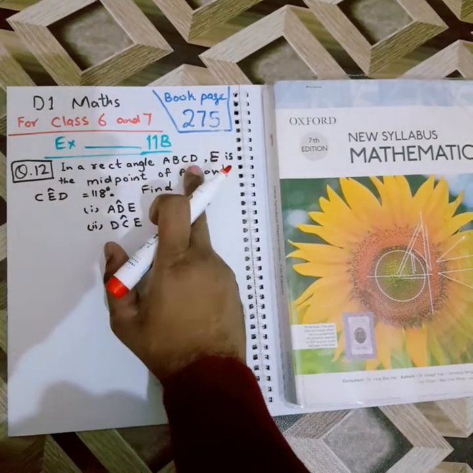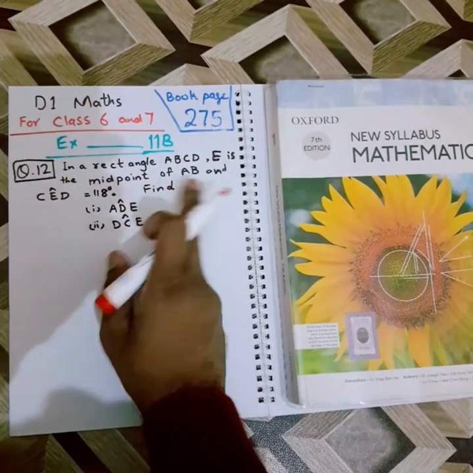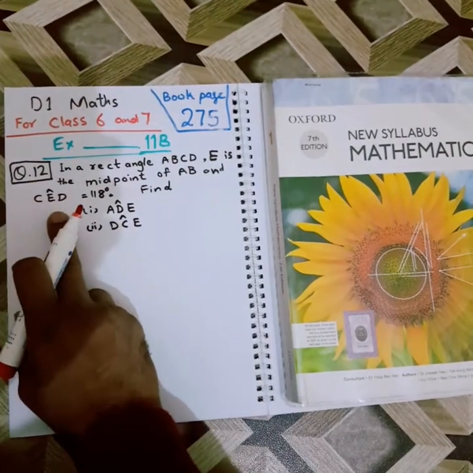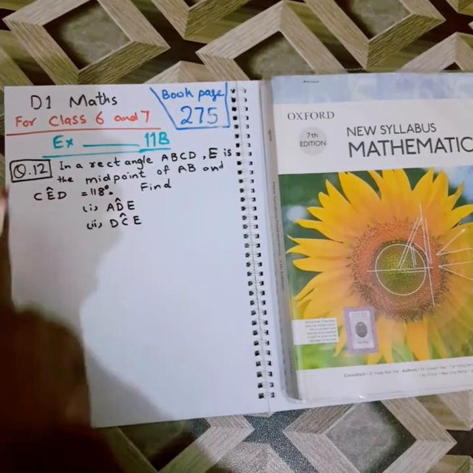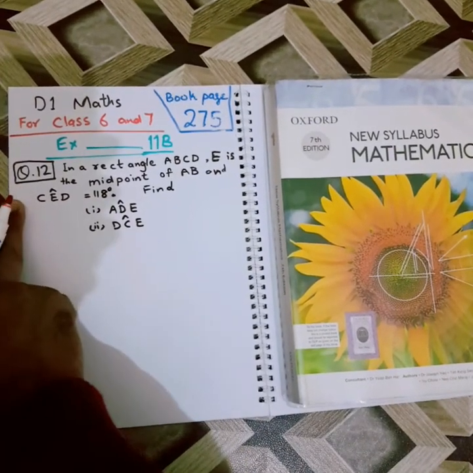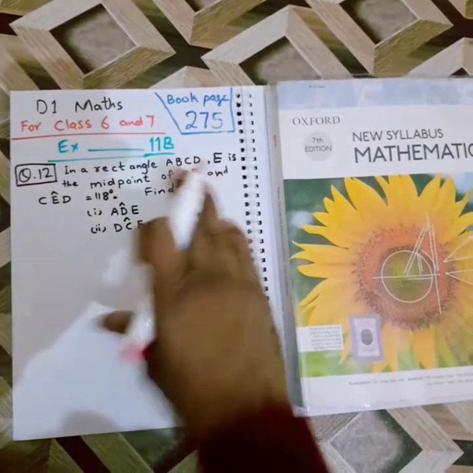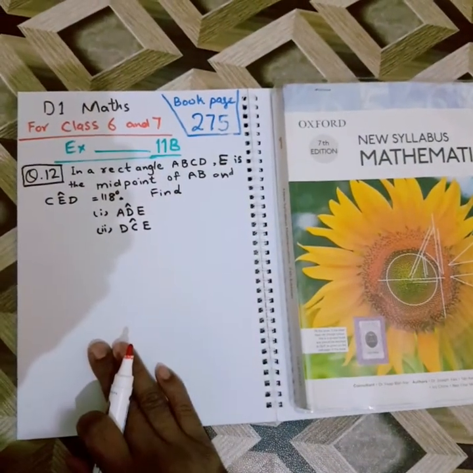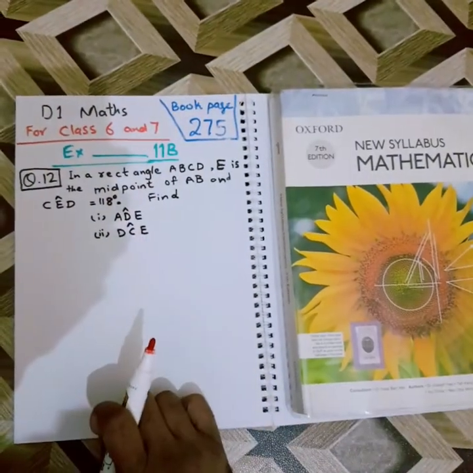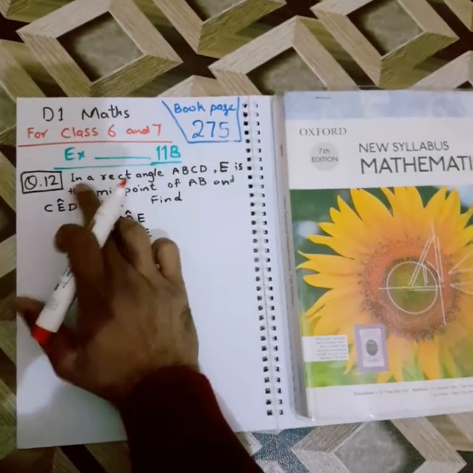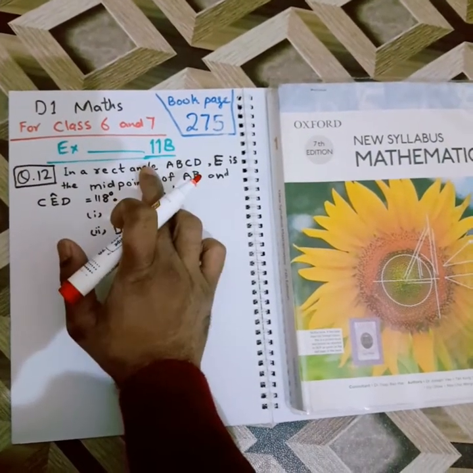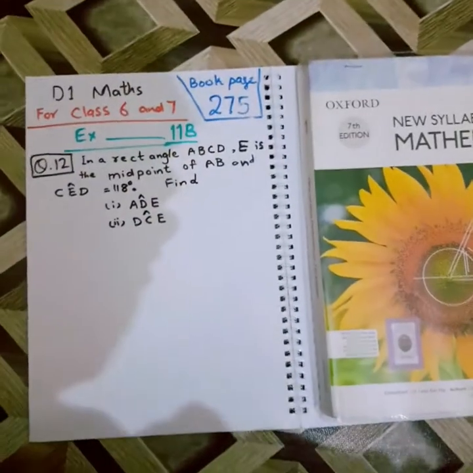In a rectangle ABCD, E is the midpoint of AB and CED is 118. When you have reached question number 12, now you should be able to read the information and you should be able to make a diagram according to the given information. In a rectangle, this time you need to draw the diagram yourself, like this, which I'm going to draw for you.